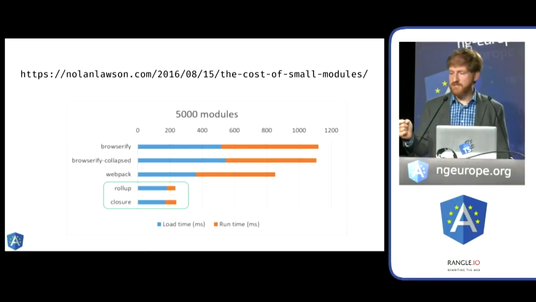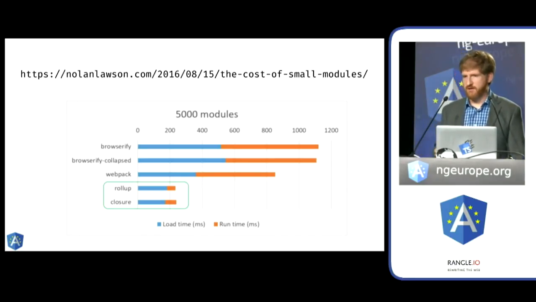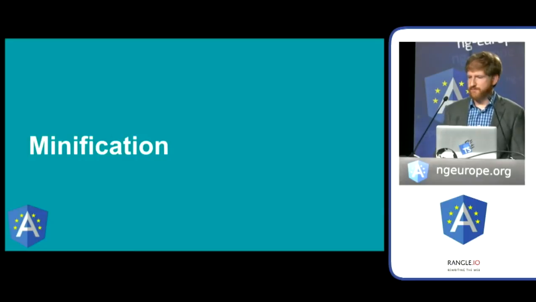And if you're not convinced, here's a simple example of all of the different tools that you might choose to use. Rollup and Closure Compiler have the ability to produce a single module, and that helps you a lot if you have 5,000 modules, which is probably the order of magnitude that would be possible if you used Angular and a number of other dependencies.